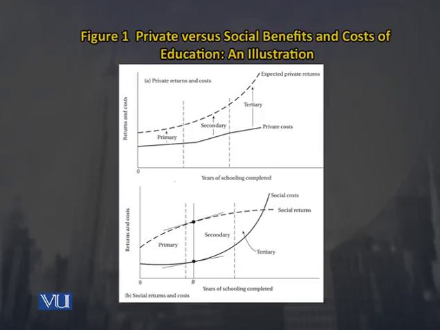In panel B, again you can see that the years of schooling completed is on the x-axis, and on the vertical axis the returns and costs are accounted for. Again, here social returns are represented with a dotted-line curve, and then there are social costs which are drawn by a curve that is first rising, but becomes sharply rising once we reach the section where the tertiary education cost has been accounted for. So again I am going to discuss the 3 levels of education.